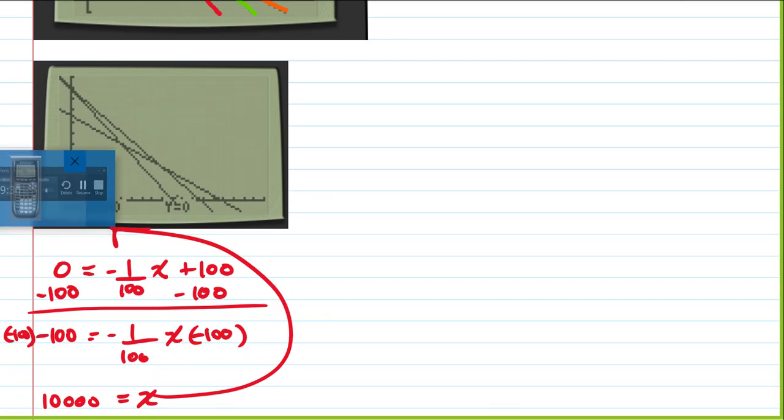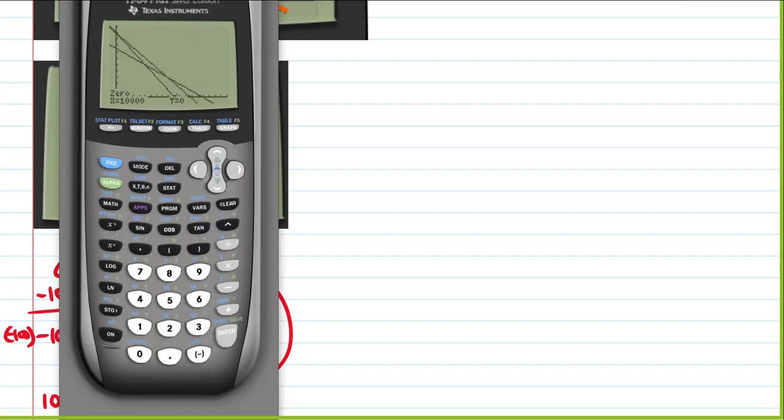We can do the same thing again on our calculator, but this time it got a little crowded at the bottom. So I'm going to go back to window, and I'm going to make my y-min a little bit smaller. I'm going to take it all the way down to negative 40, so that I can see the other side a little bit better. It's not going to change the numbers, just the picture.